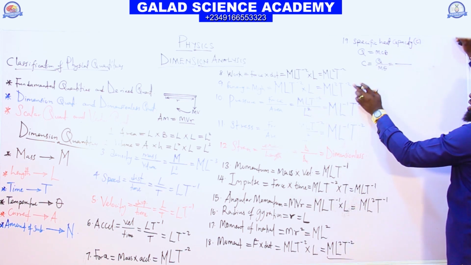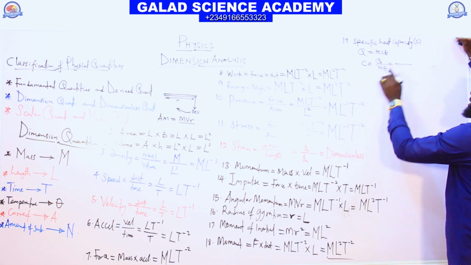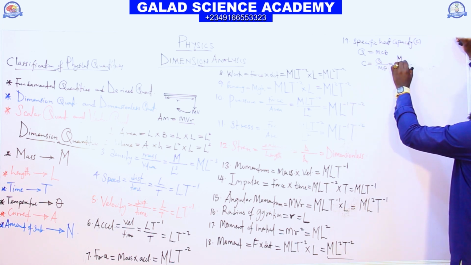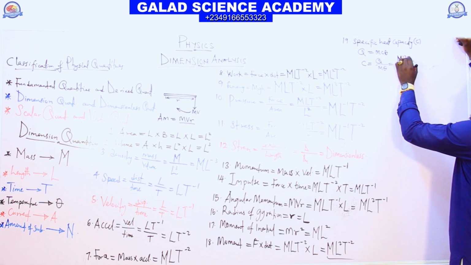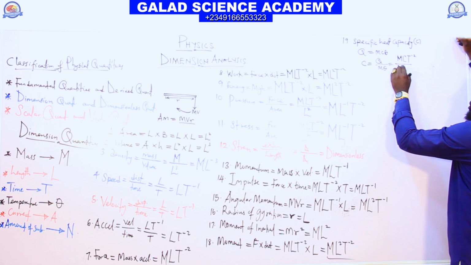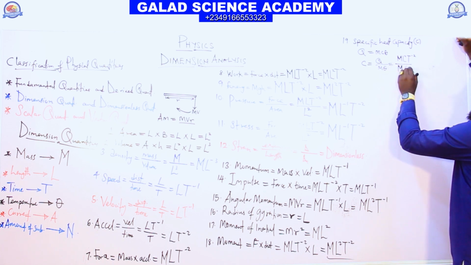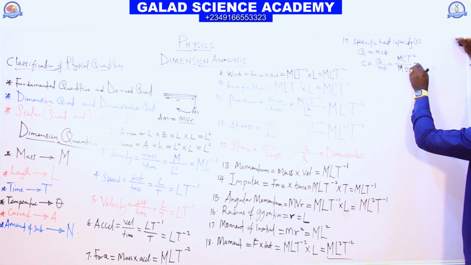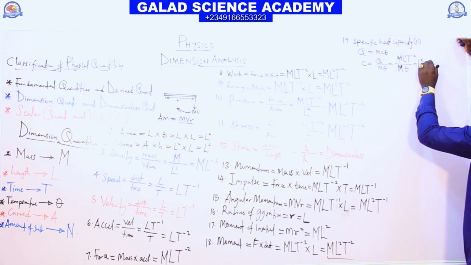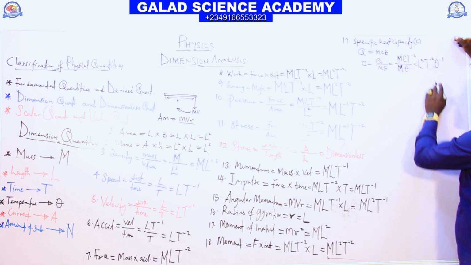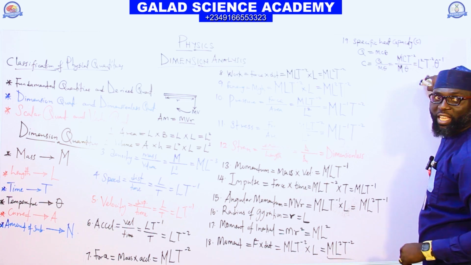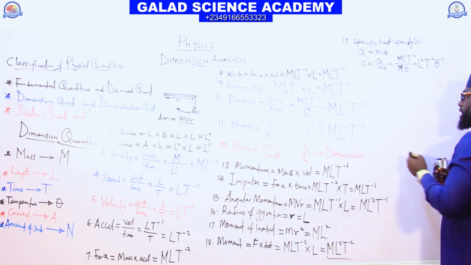What is the dimension for energy? The quantity of heat is energy. The dimension for energy is M L squared T to the minus 2. The dimension for mass is M, and the dimension for theta is θ. The M cancels. We now have L squared T to the minus 2 θ to the minus 1. This is the dimension for specific heat capacity.